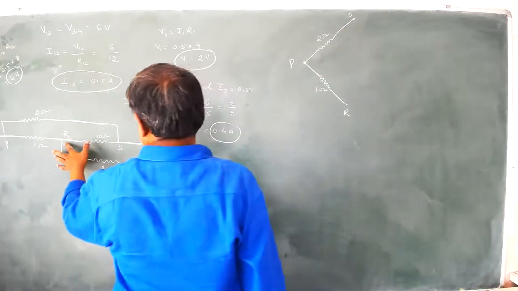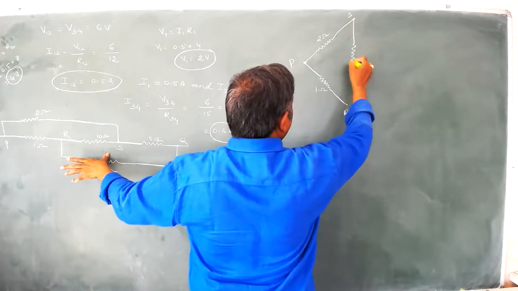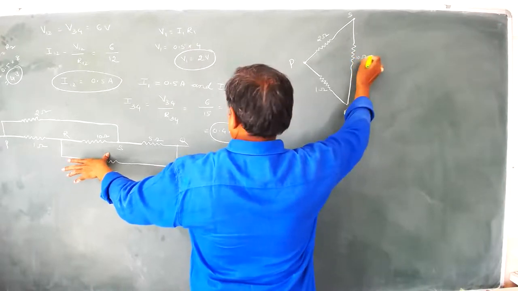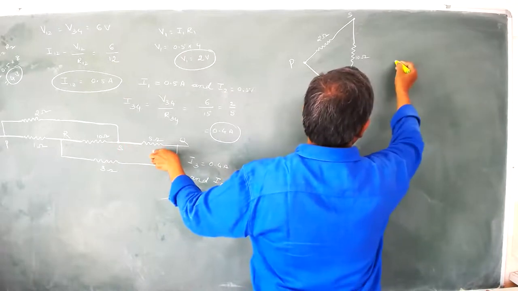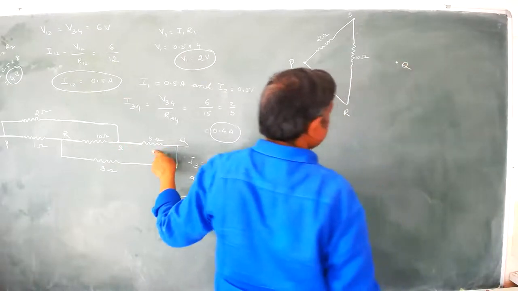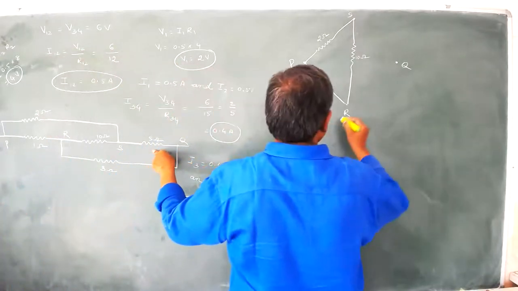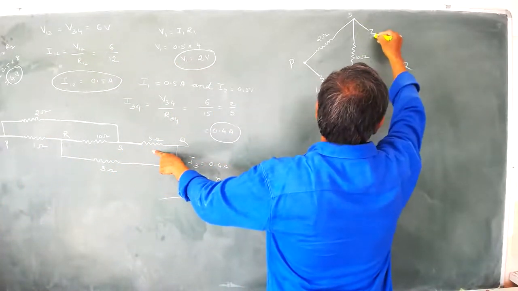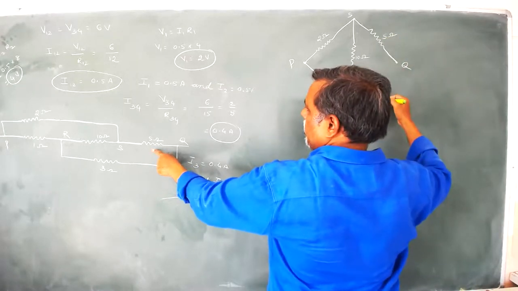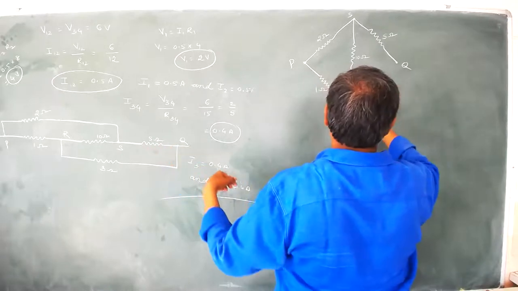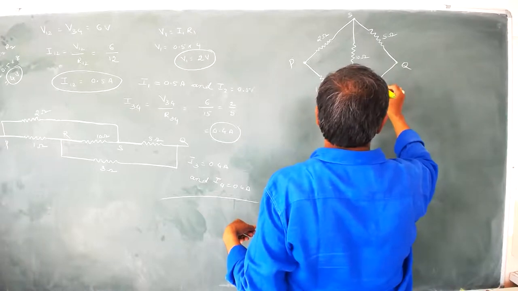Between R and S, 10 ohm more. Between Q and S, and Q and R, Q is the common point. Between Q and S, 5 ohm. Between R and Q.